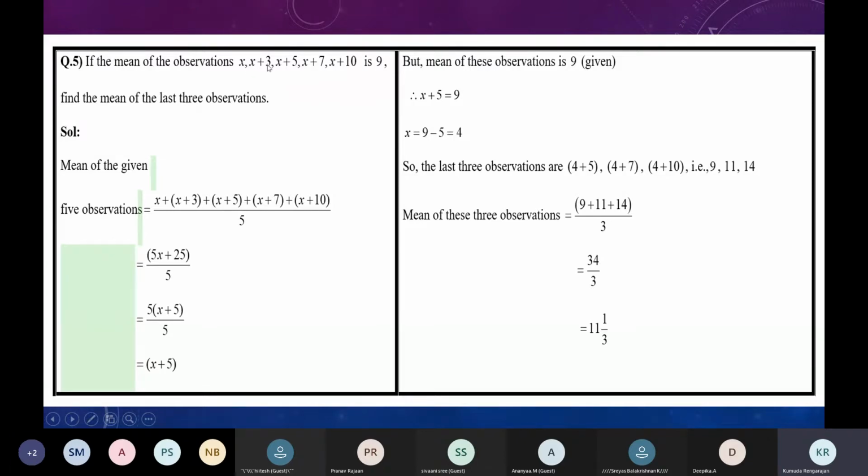The mean of the given 5 observations is add everything: (x plus 3) plus (x plus 5) plus (x plus 7) plus (x plus 10), divided by 5. Don't count like this, children. It's not 1, 2, 3, 4, 5, 6, 7, 8, 9. No. x plus 3 is one observation, x plus 5 is one observation, x plus 7 is one observation. So like that, we have 5 observations. So by 5.